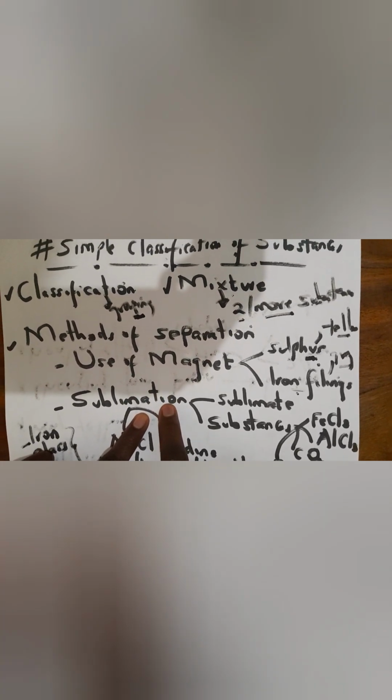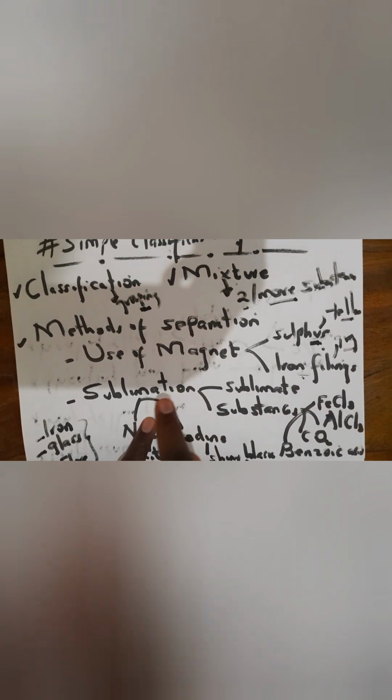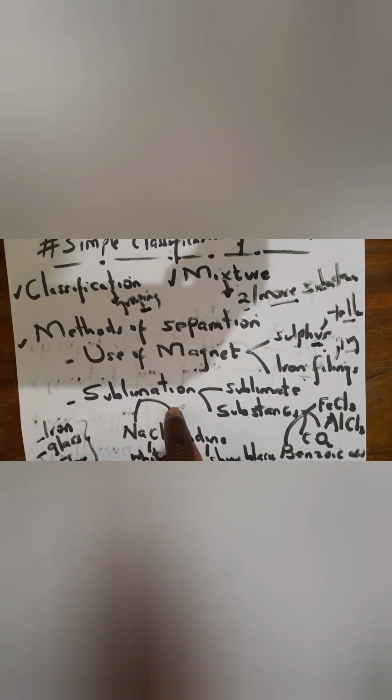The other method I want us to look at is sublimation. For you to understand sublimation, we have a sublimate, and we have substances which sublime. Initially, we said that sublimation is the process in which a state of matter changes from solid into gas directly without forming any liquid. The opposite of sublimation is deposition.